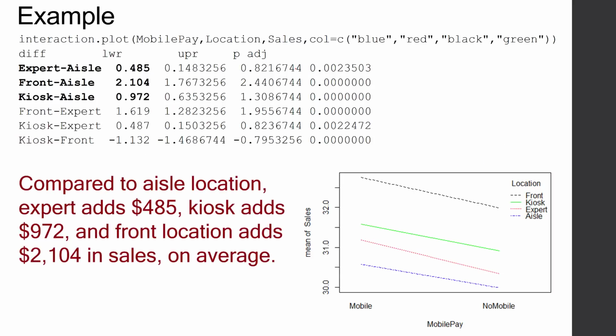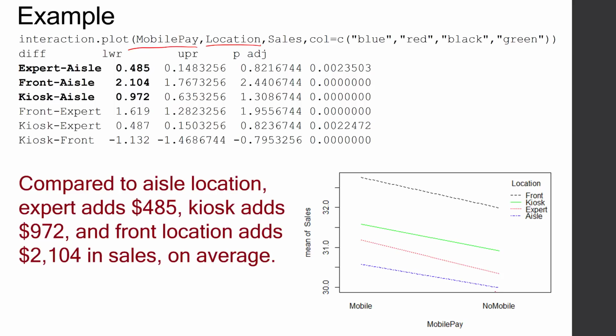Okay, and we can also look at all the pairwise comparisons for the location. So I'm just going to look at all of the ones compared to the aisle location. I ran the interaction plot backwards. I put mobile pay on my x-axis and location as my separate lines, just so you could maybe have another way to picture what this variable is doing to sales.